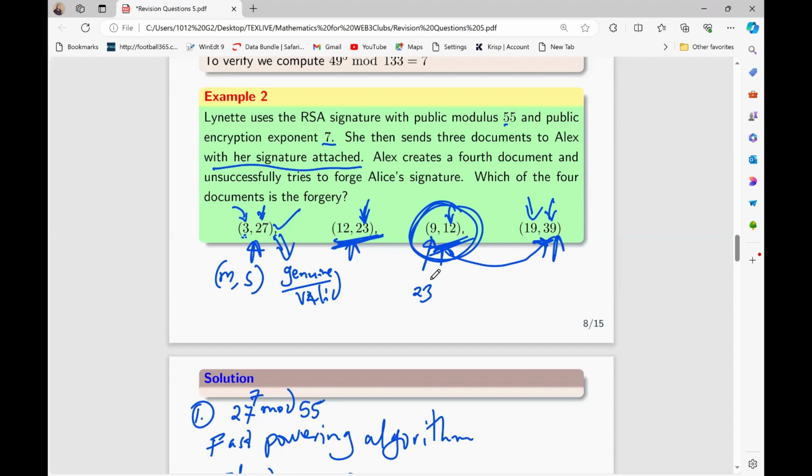And so we go to the public domain. We obtain the public key from the sender. The sender has sent the public key, which is 55, 7. This is the public key. We are interested in this because for us to verify, we take S raised to E mod 55. So that's how we do this type of questions.